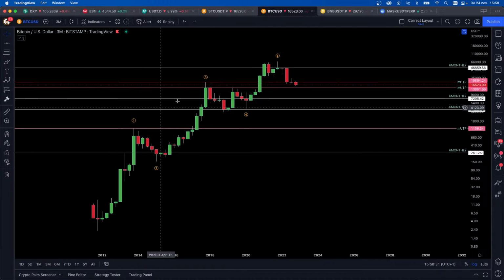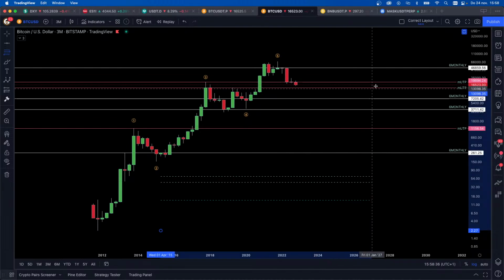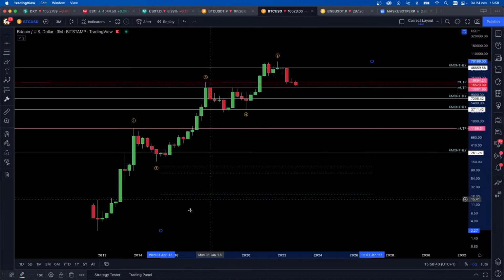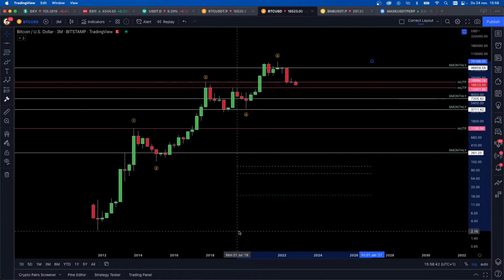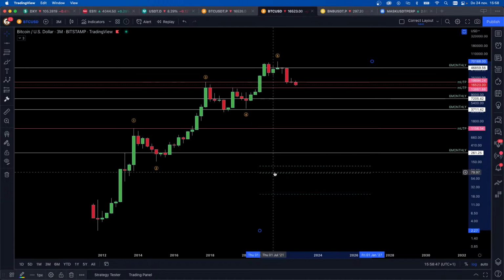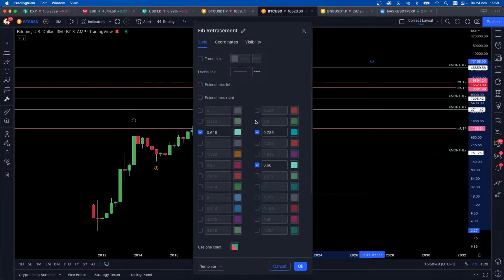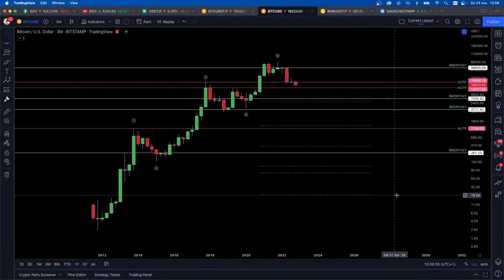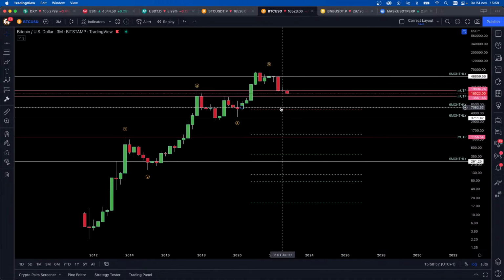If that is correct, and this is our 5-wave move, then we can take the Fibs again. I'm going to place these on a log scale. Fib levels based on log. So a first real target for the Fib levels would be around 6K.